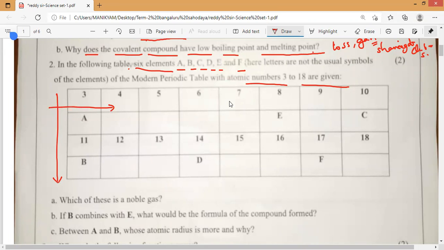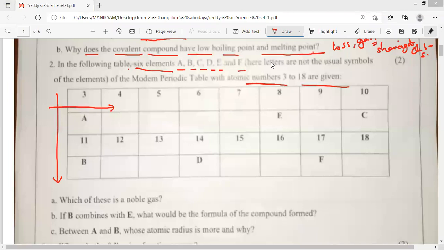Now the first question, you can notice it, everybody. Now 11, you might see here A, B, next C, next D, E, and F. They have given 3, 4, 5, 6, 7, 8, 9, 10, and 11, 12, 13, 14, 15, 16, 17, 18. So the table with atomic numbers 3 to 18 has been given. Now what is the first question they are asking? You can see, sir, they ask this question in the exam.